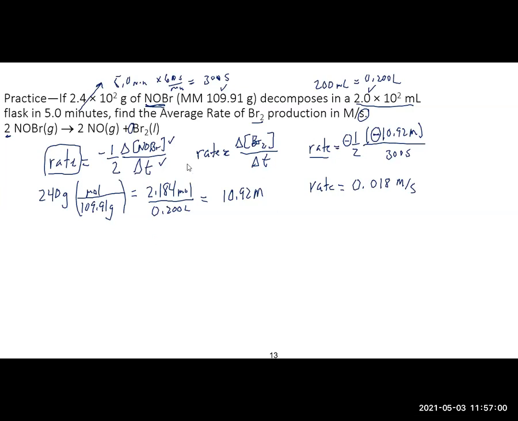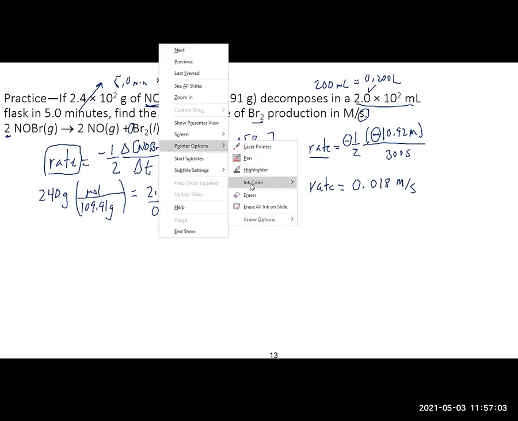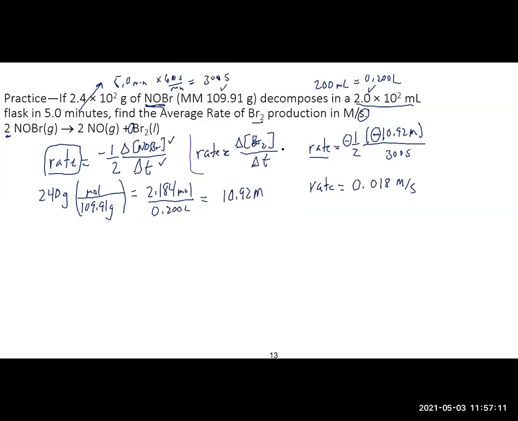But now we're really interested in what the Br2 change over time is. If we look at that, that brings us to this expression, and really the number we just got here is this rate. Which means that the rate is equal to the change in the Br2 over the change in time, which equals 0.018 molar per second. And that would be the answer here. Any question on that there?